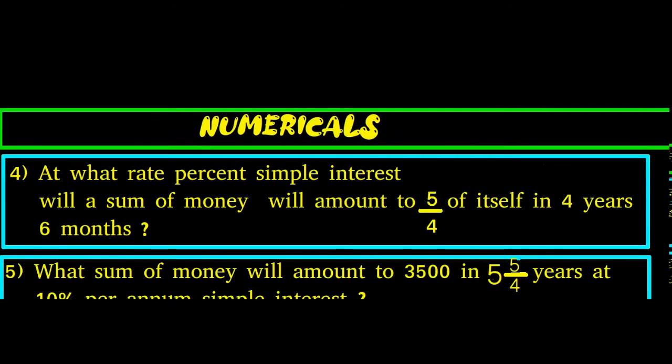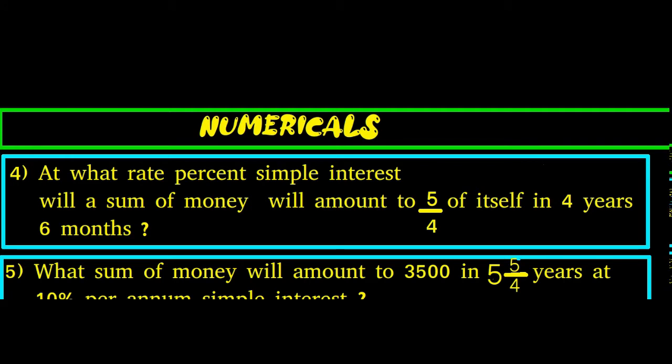Numericals. Sum number 4. We are starting from sum number 4 because I gave you an introduction on simple interest and also proceeded with 3 numericals in the previous video, that is simple interest part 1, and now I will be proceeding further with sum number 4. The sum says, at what rate percent simple interest will a sum of money amount to 5/4 of itself in 4 years 6 months.